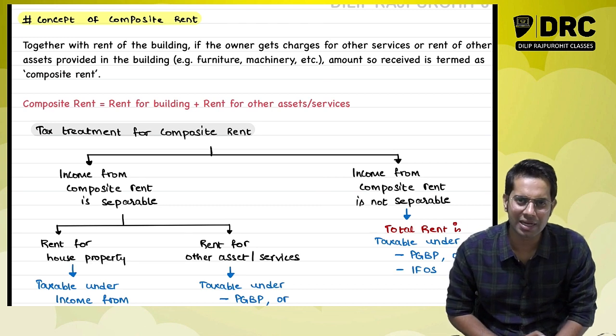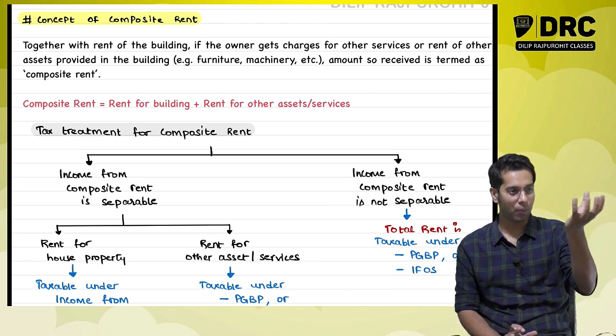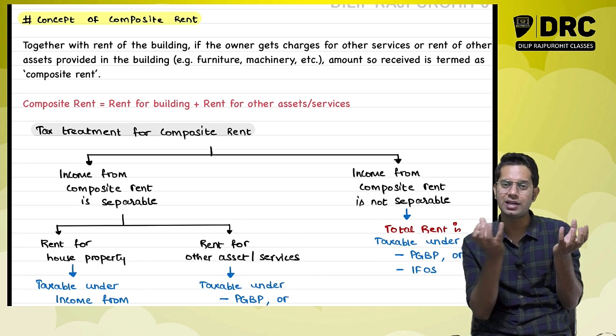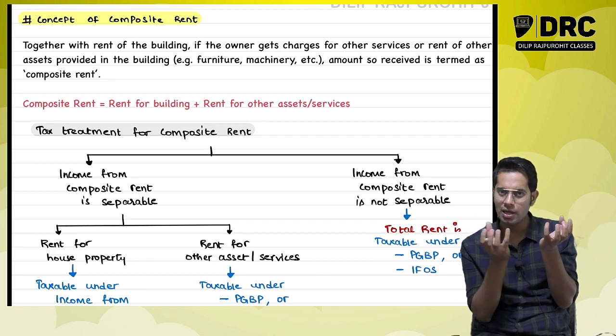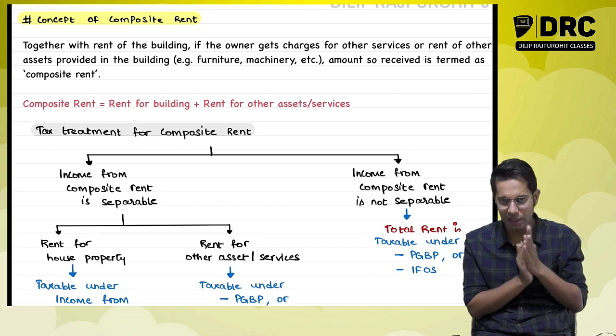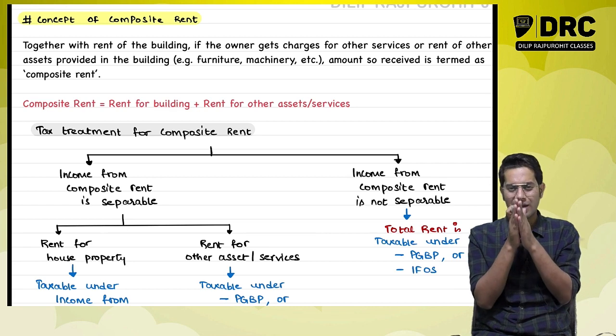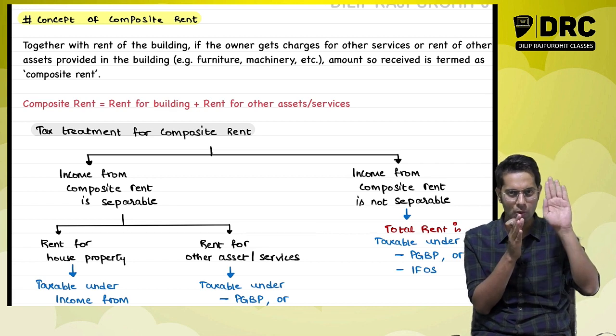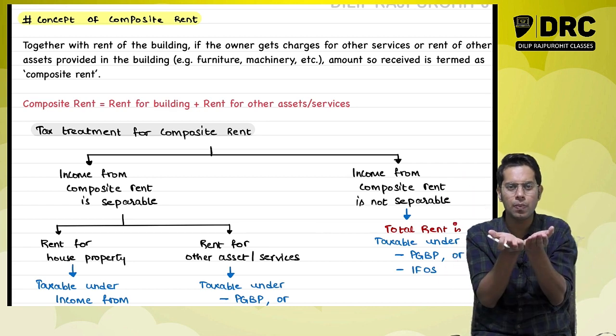So in that case, what are you getting? You are getting a property on rent with other assets also. Say for example, if the person says the rent is 15,000 rupees, now the rent of 15,000 rupees is for the house property as well as other assets. Totally you are paying 15,000 rupees.